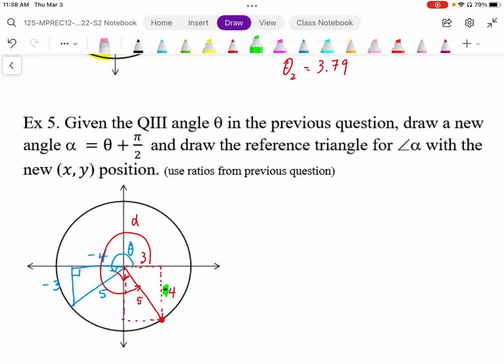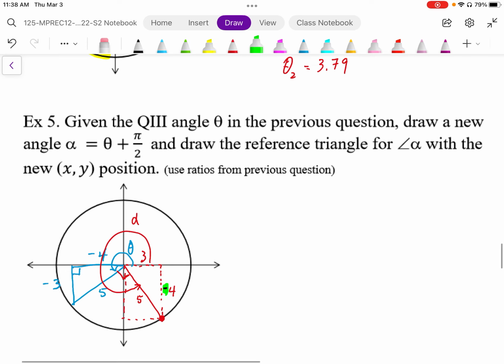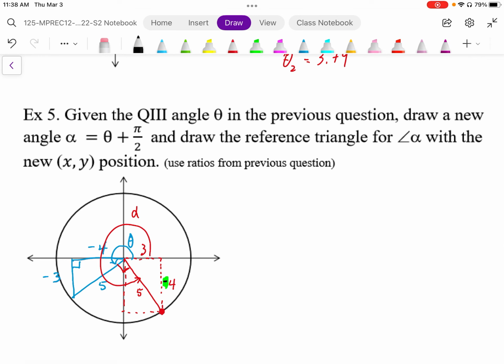Okay. So the new x and y position that locates that angle, then we can locate that angle with this coordinate of +3, -4, and that will locate the angle alpha in terms of an x and y position.